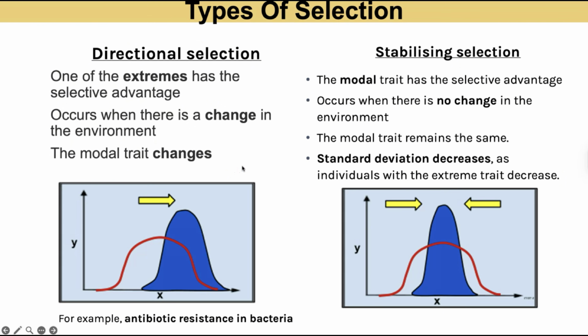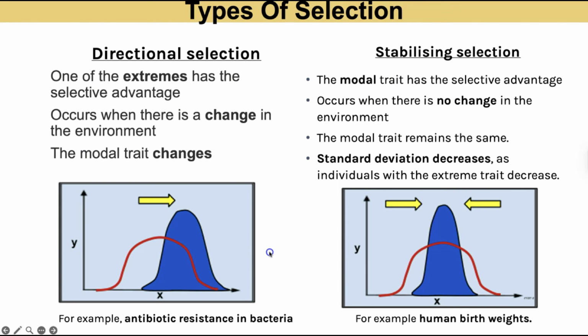Stabilizing selection is when there's no change in the environment. Whatever was the most common, or the modal trait, is still the allele that's providing the selective advantage, and it therefore still remains the most common. Over many generations of natural selection, there's still a change in the allele frequency, because now even more individuals have that modal trait and the extreme traits have been lost. So in terms of standard deviation, the spread of data around your mean, we've lost those extremes, so the standard deviation has decreased.